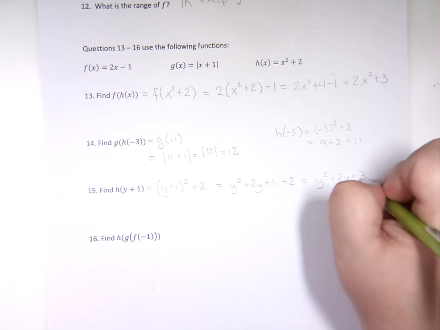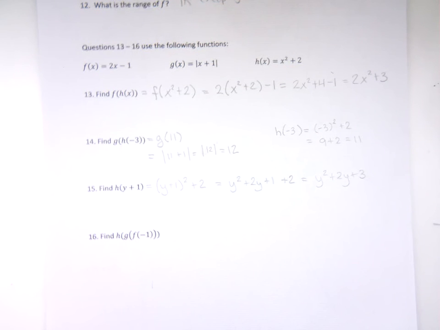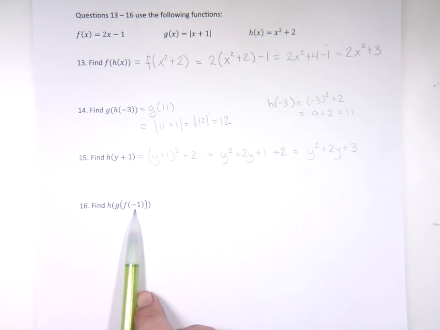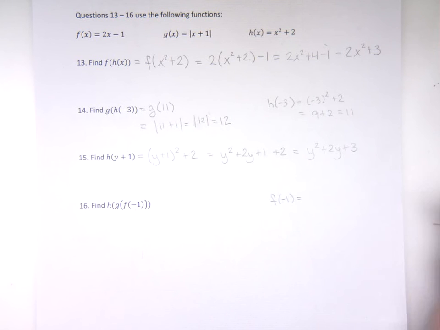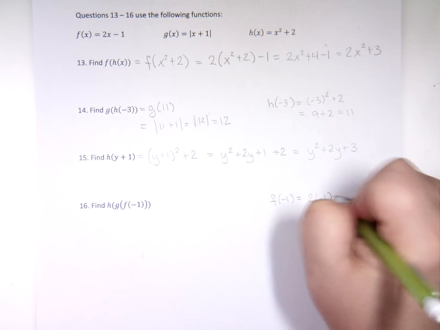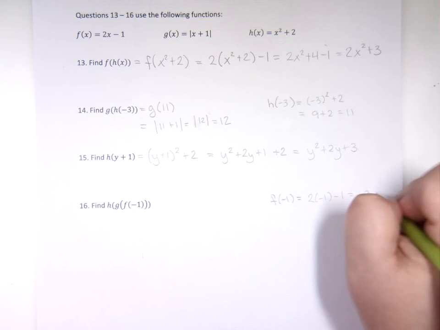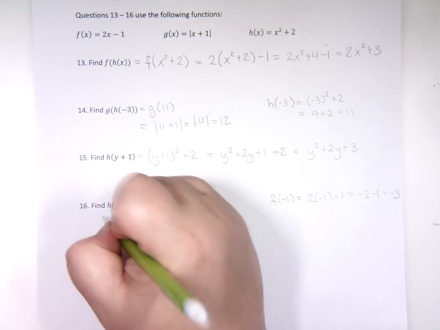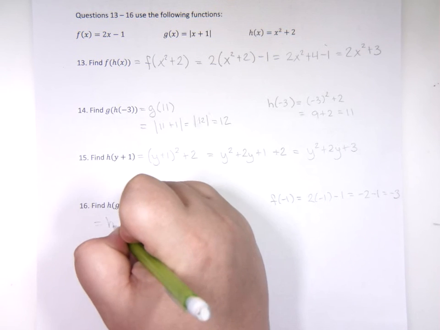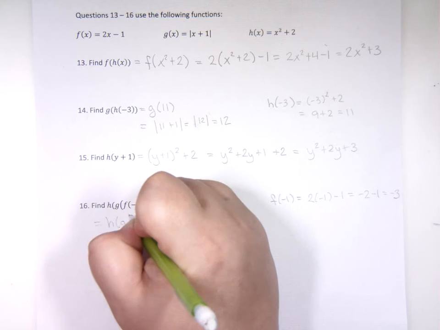All right, and then the last one, find h of g of f of negative 1. Let's start on the inside and work our way out. f of negative 1 is 2 times negative 1 minus 1. That's negative 2 minus 1, which is negative 3. So this now is h of g of negative 3.